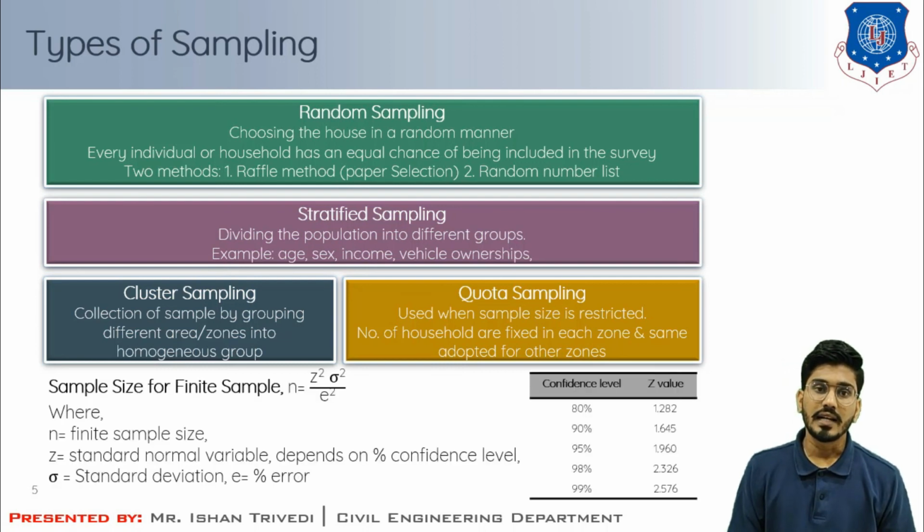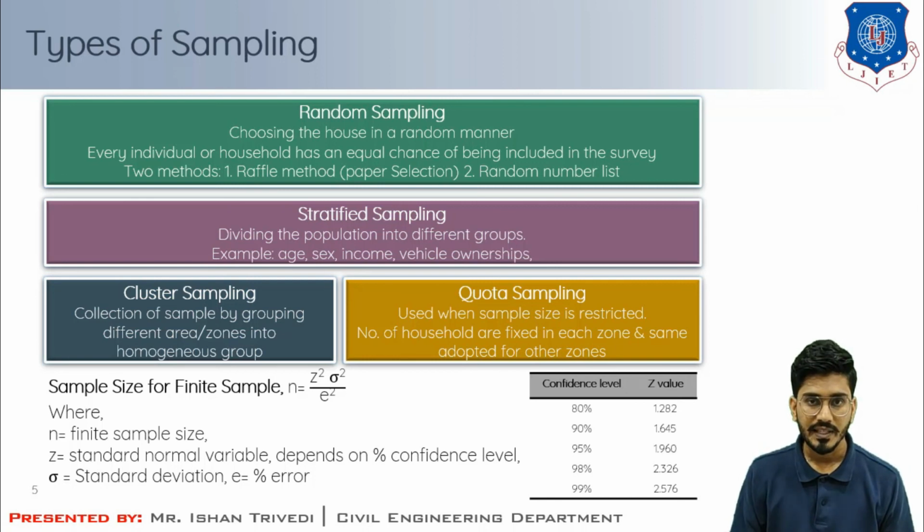Now, understand the sample size for the finite sample. Here the equation is given: n is equal to z squared sigma squared upon e squared, where n determines the finite sample size, means how many samples I am going to take in a particular area. Here z stands for the standard normal variable, which depends upon the percentage of confidence level. You have to refer to the z table. Here I have given a few values of the z table, for example 80% confidence level, 90%, 95%, 98% and 99%, and you have to remember the respective values.